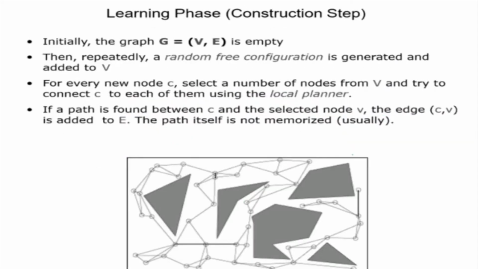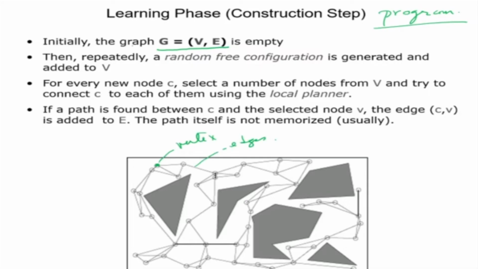Now let's look at it this way, in terms of a program. At the end of the day, path planning or motion planning is executed by a computer program. So how does the program operate? Initially it starts off with a graph G equal to V and E, where V is the set of vertices and E is the set of edges. Each of the points is a vertex, so this point is a vertex, and these connections are edges.